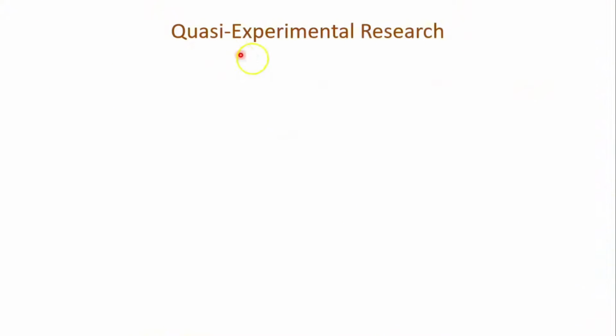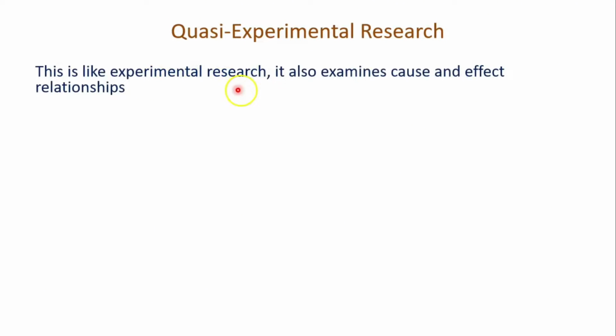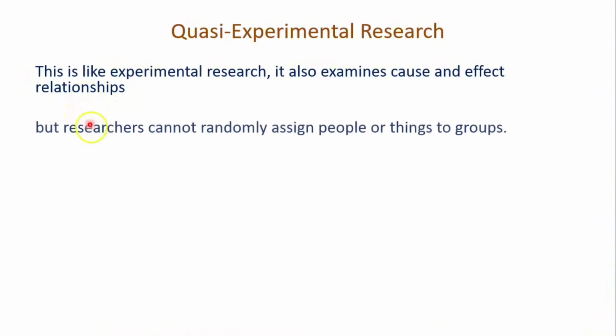Then let's look at the next one, which is quasi-experimental research. Others say quasi-experimental. For quasi-experimental, it's just like the experimental one. It also examines cause and effect relationship. But one thing about this one is that it cannot randomly assign people or things to a group. It occurs on its own. You cannot randomly assign people to groups.